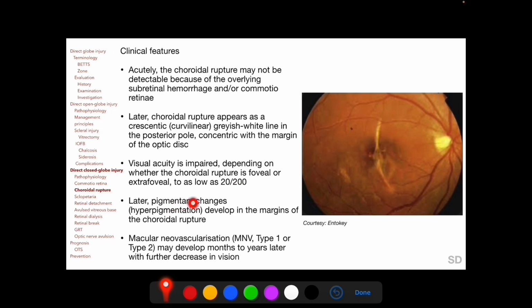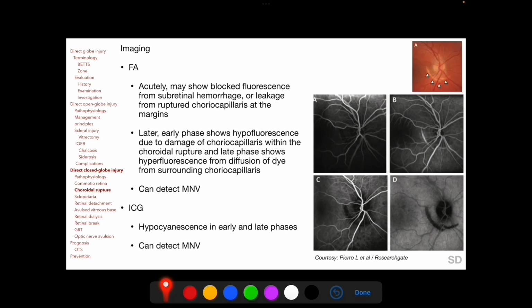Later, pigmentary changes, typically hyperpigmentation, develop in the margins of the choroidal rupture. As we have mentioned, macular neovascularization, either type 1 or type 2, may develop months to years later with further decrease in visual acuity. Soon after the trauma, fluorescein angiography may show blocked fluorescence from subretinal hemorrhage or leakage of dye from injured choriocapillaries at the margins of the choroidal rupture.